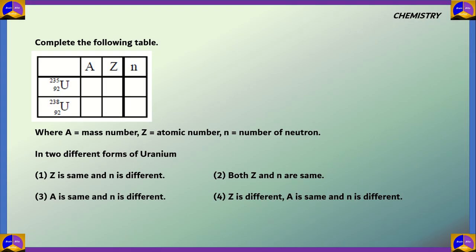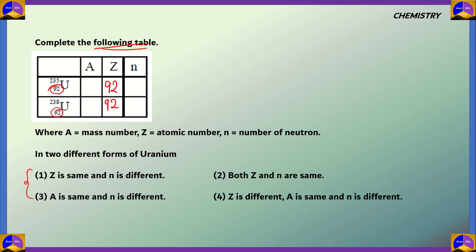Next question on chemistry. Complete the following table, where A is mass number, Z is atomic number, N is the number of neutrons in two different forms of uranium. So these are two different forms of uranium, and from this we need to arrive at one of these conclusions. So let's fill in the table as the question says. Now we know that 92 is similar, so this means that this is the atomic number of uranium.